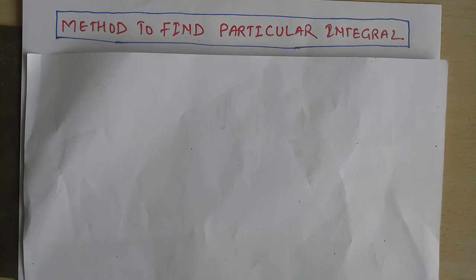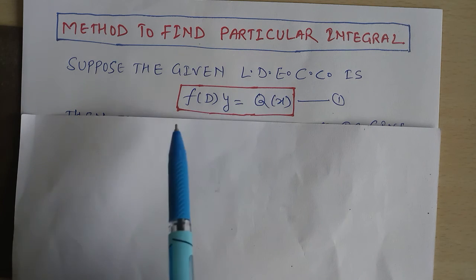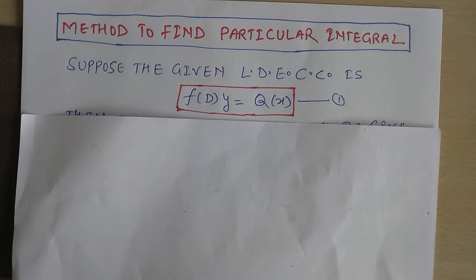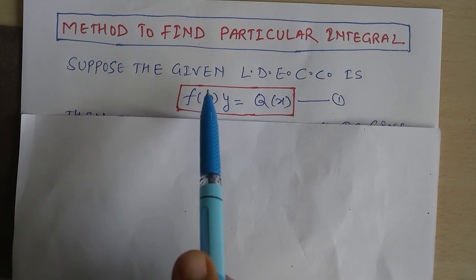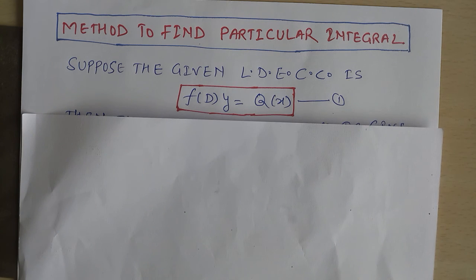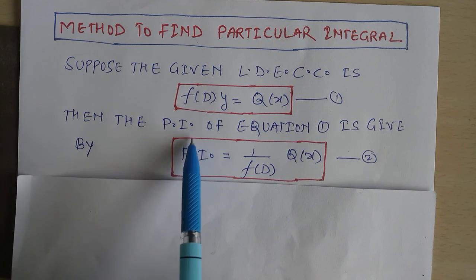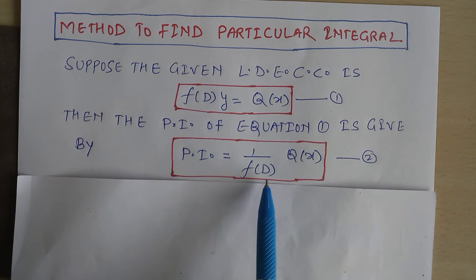Suppose the given linear differential equation is f(D) y equal to Q(x). This is our given linear differential equation with constant coefficient. Then the particular integral of this linear differential equation is given by transferring this multiplication term f(D) to the right hand side, and we express the particular integral PI as 1 upon f(D) into Q(x).